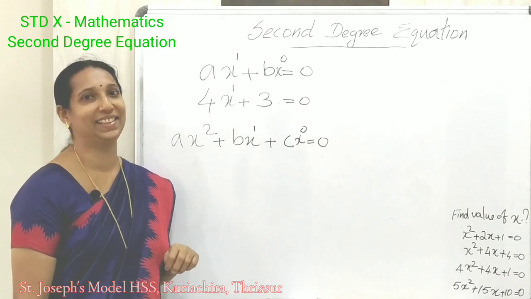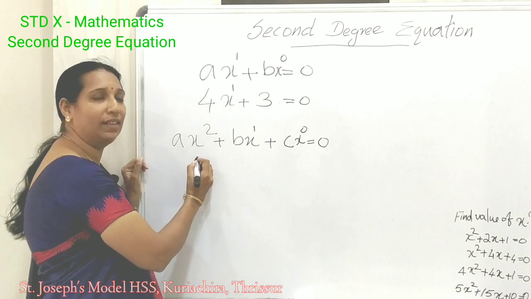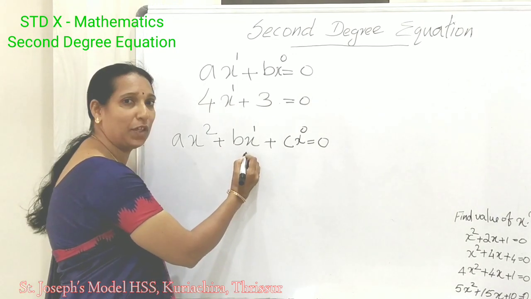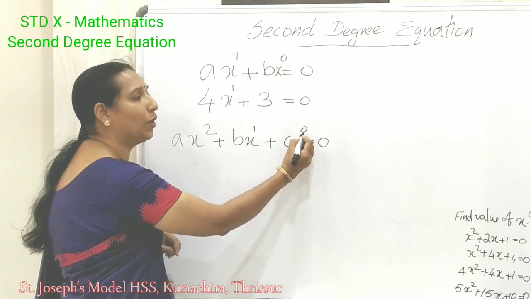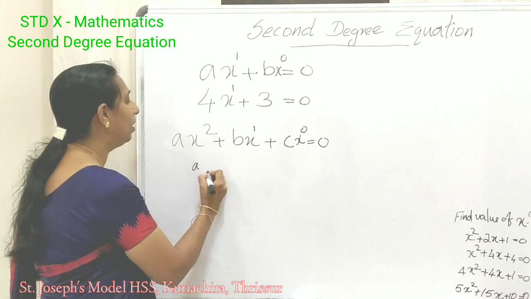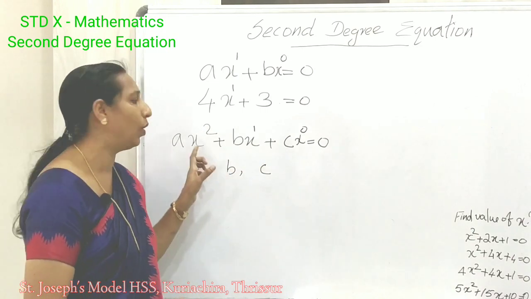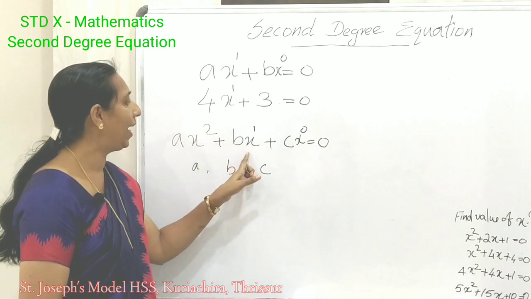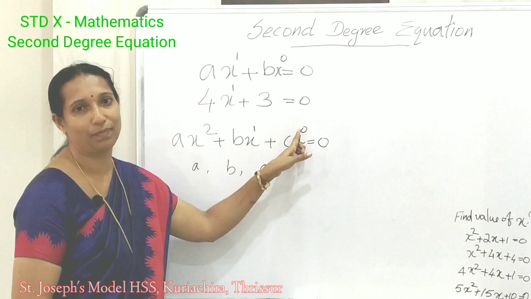Other speciality is a be the coefficient of x square and b be the coefficient of x raised to 1 and c be the coefficient of x raised to 0. Then a, b, c are the coefficients of x raised to 2 and x raised to 1 and also x raised to 0.